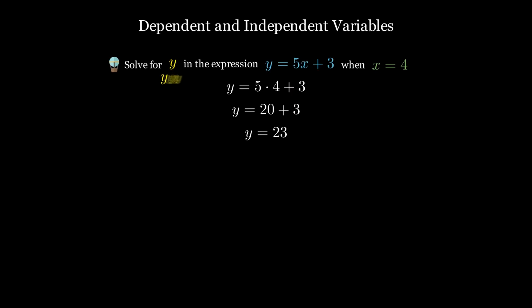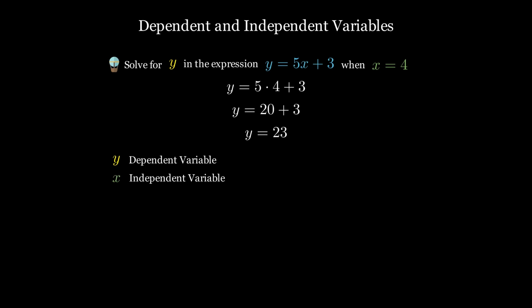Now in this equation, y is the dependent variable because its value depends on the value of x. We cannot find the value of y without knowing the value of x. And x is the independent variable because its value doesn't depend on any other variable. Its value is independent of other variables, which means we can find the value of x without knowing the value of y. And that's what we did in this example. We solved the equation for y by substituting the value of x into the equation.